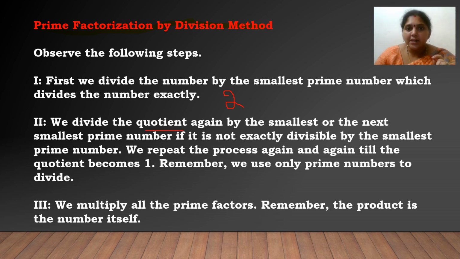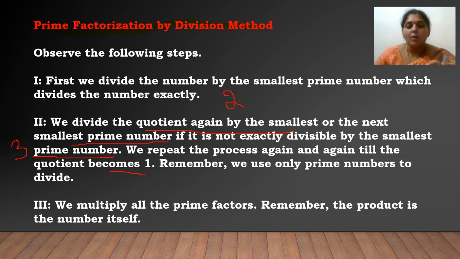We divide the quotient again by the smallest prime number, or the next smallest prime number if it is not exactly divisible by the smallest one. If a number is not dividing by 2, what will we do? We will take the next prime number. So what is our next prime number after 2? It is 3. We repeat the process again and again till the quotient becomes 1. Remember, we use only prime numbers to divide.